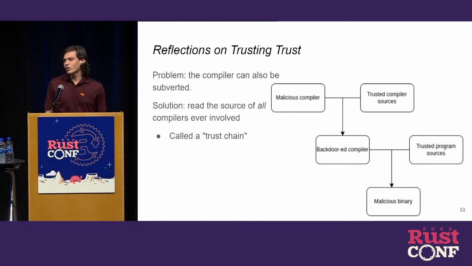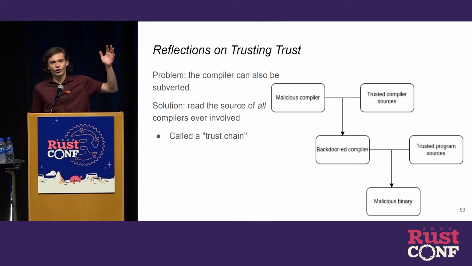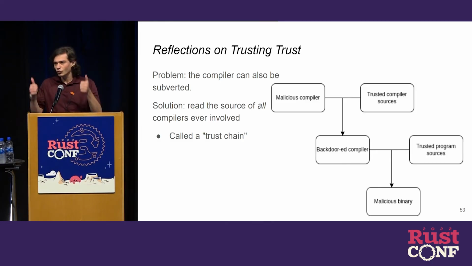The answer to that is you keep going up the chain. You keep reading more and more compiler sources. You're like, okay, I've reviewed them. Every single compiler ever used in the history of my program looks good. We're pretty sure it's trustworthy. This is called a trust chain. All those compilers in the history of your program are a trust chain.